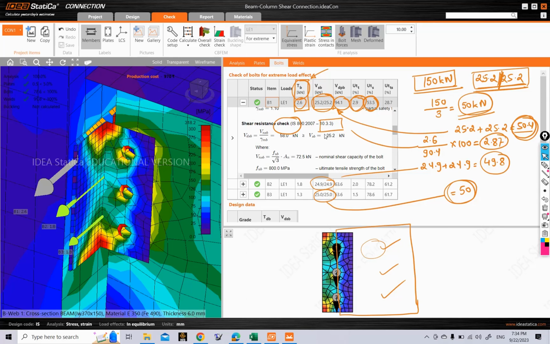You can see that the shear force acting on our bolt is 25.2 kilonewton, and the shear capacity of our bolt is 58 kilonewton. So what happens if you divide 25.2 by 58 in percentage? How much do you get? 25.2 divided by 58. Okay, you get 43.44%. So we got 53.5 here.